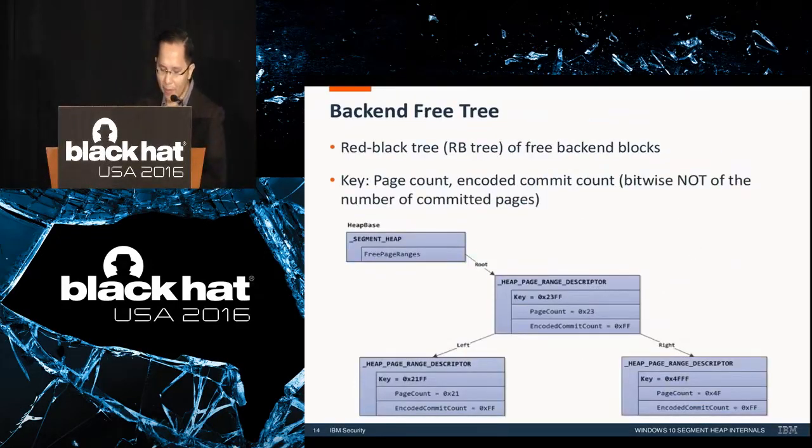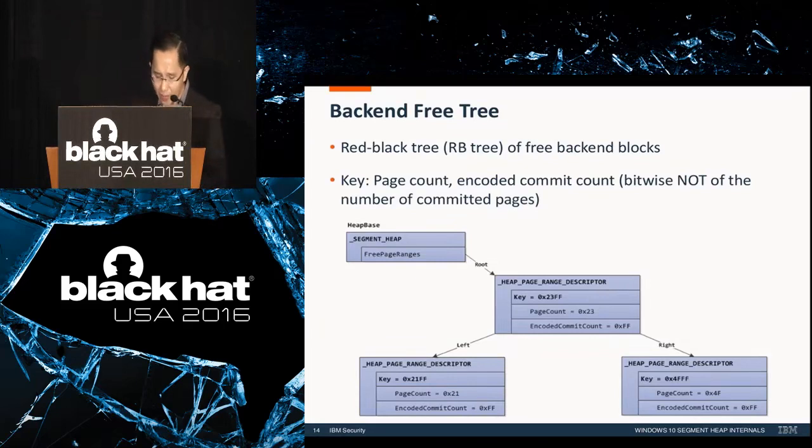So to track the free backend blocks, the first page range descriptors of free backend blocks, as I previously mentioned, are inserted into this backend free tree. The key used for inserting nodes into this backend free tree is a word size value, in which the high byte is the number of pages of the backend block. So here, 0x23, and then 0x21, and then 0x4F. And the low byte is the encoded commit count. Now, the encoded commit count is equivalent to the bitwise NOT of the number of committed pages that the block has. In this example, the blocks are fully decommitted, and that's why their values are 0xFF.